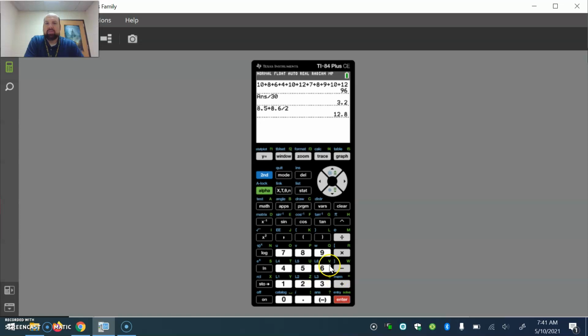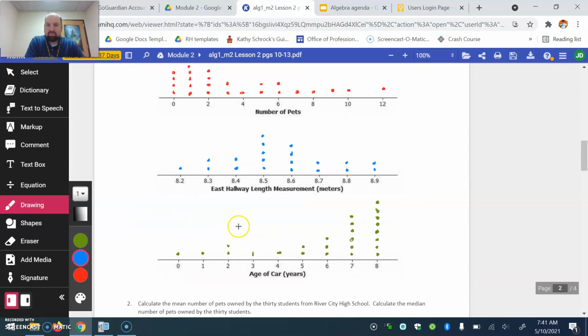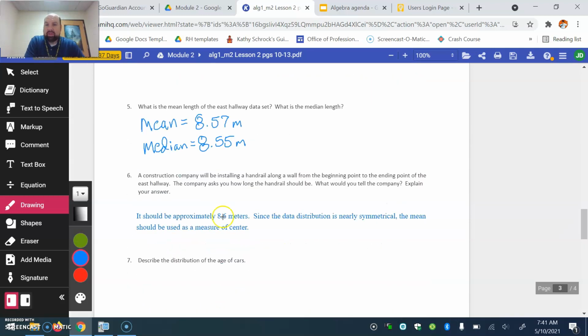We hit enter. Oops. Oh, you know what I did there? I should have done the addition first because the calculator doesn't know any better. Then divide by 2, and you get 8.55. Or some people might recognize that in between 8.5 and 8.6 is 8.55. Okay, so on to the next question.